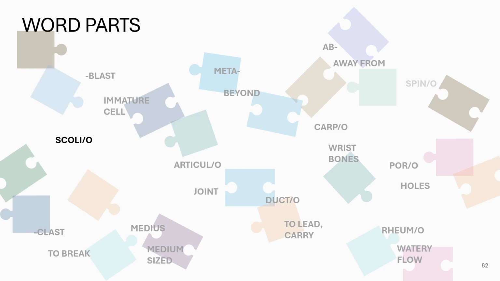Next up, scolio. This one is a root term. See if you can find what it means. All right, so this one refers to being an S-curve. So your vertebrae should be straight. We'll see what happens when they're S-curved.